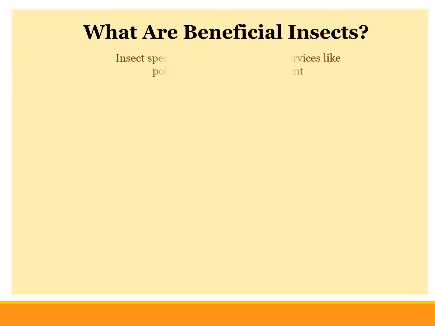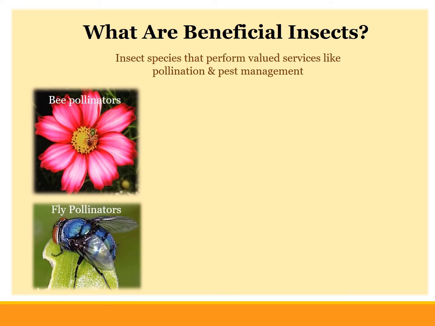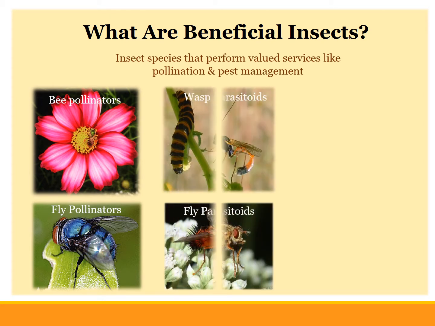Beneficial insects are species that perform valued services like pollination and pest management. Bees and flies are some of the most focused on insect pollinators. Many insects that provide pest management are predators and parasitoids of other insects. Several species of flies and wasps are parasitoids and tend to have a narrow host range. Many of these adult parasitoids lay their eggs inside insects or their eggs. Then, their developing larvae kill their host.